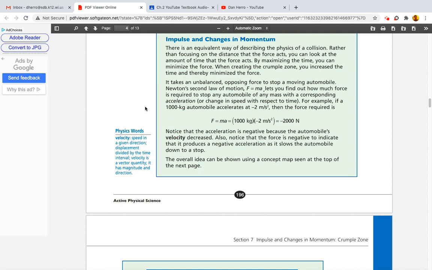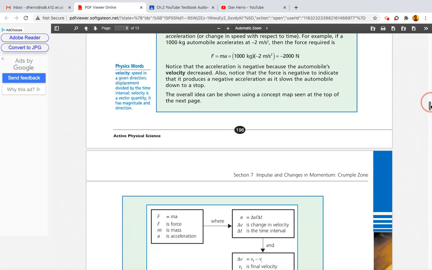Notice that the acceleration is negative because the automobile's velocity decreased. Also notice that the force is negative to indicate that it produces a negative acceleration as it slows the automobile down to a stop. The overall idea can be shown using a concept map seen at the top of the next page. Okay, so let's look at this concept map.